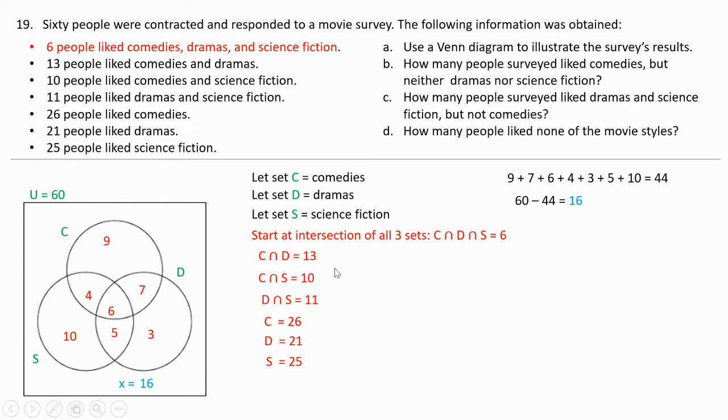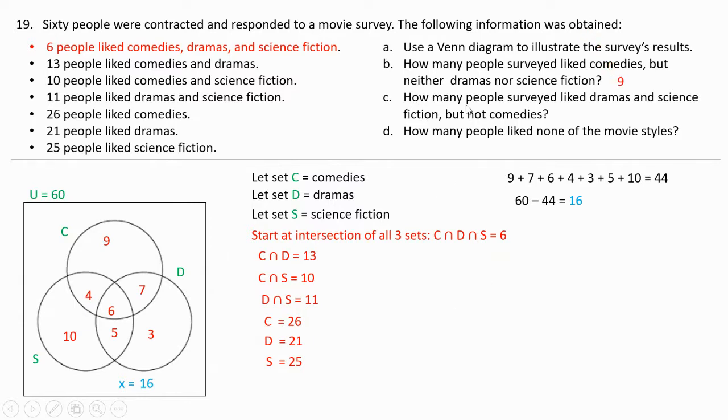Now let's do part B. How many people surveyed like comedies, but neither dramas nor science fiction? In other words, we go to the comedy slot. How many people like only comedies, not science fiction nor dramas? So the answer will be 9.